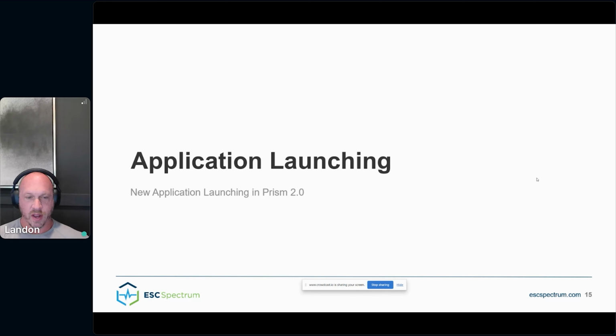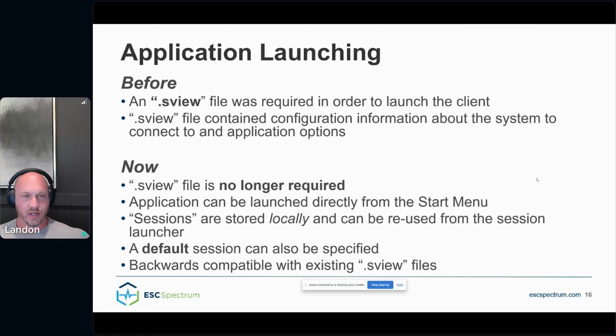So that's it for licensing. Any questions on that, please let us know. Reach out to support. We should be set up with everything we need to get you the new license file for Prism 2.0. Also in Prism 2.0 is we've changed the way that the application is launched.